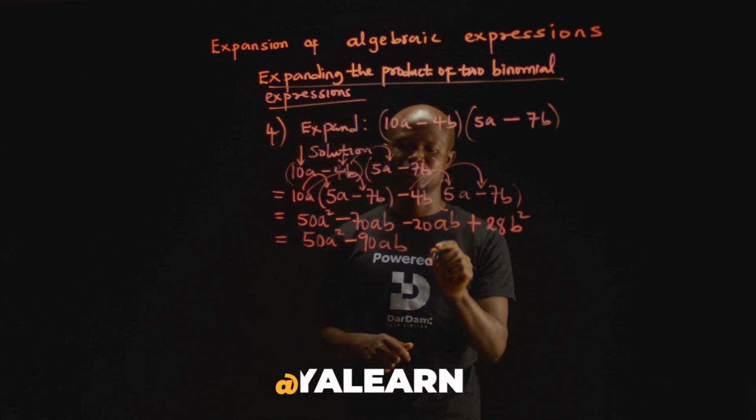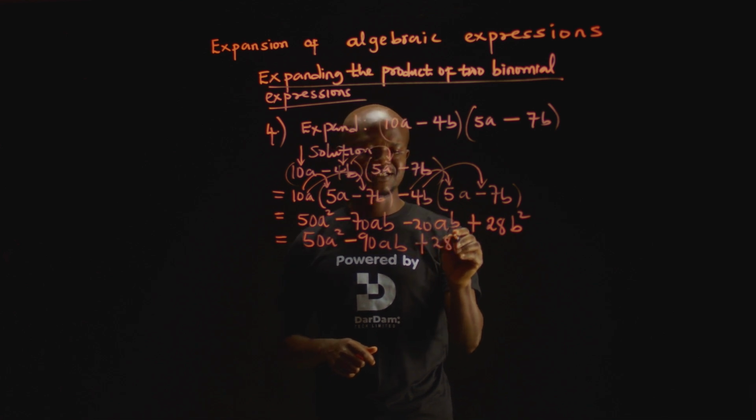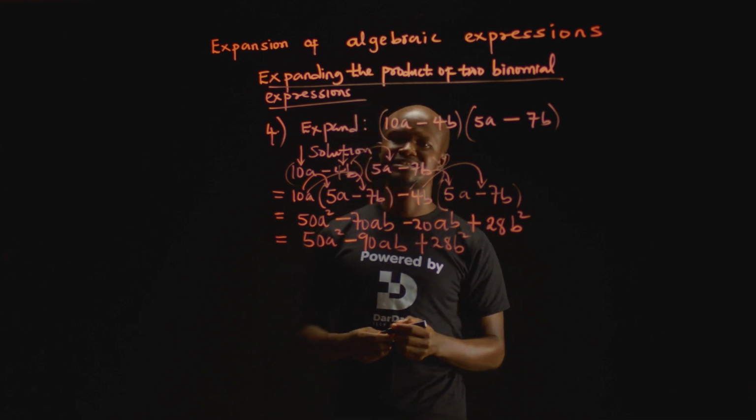Then with the last term, which is plus 28b squared. That is the solution to the problem.